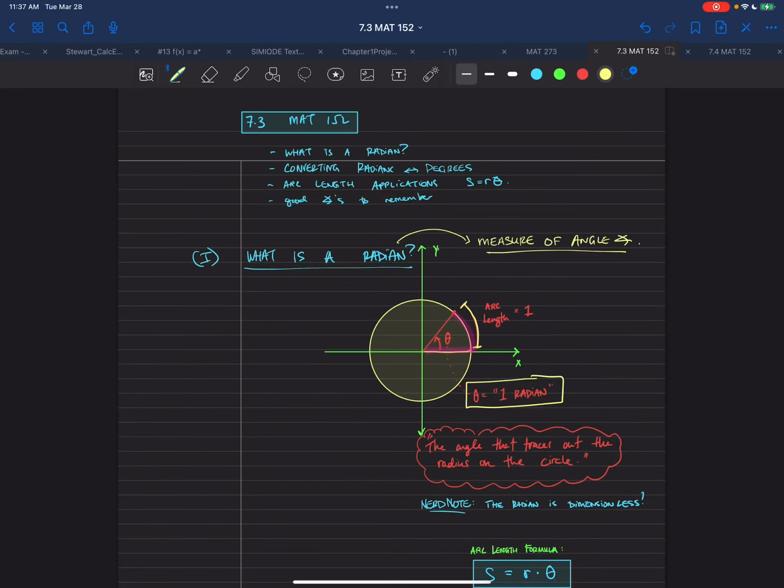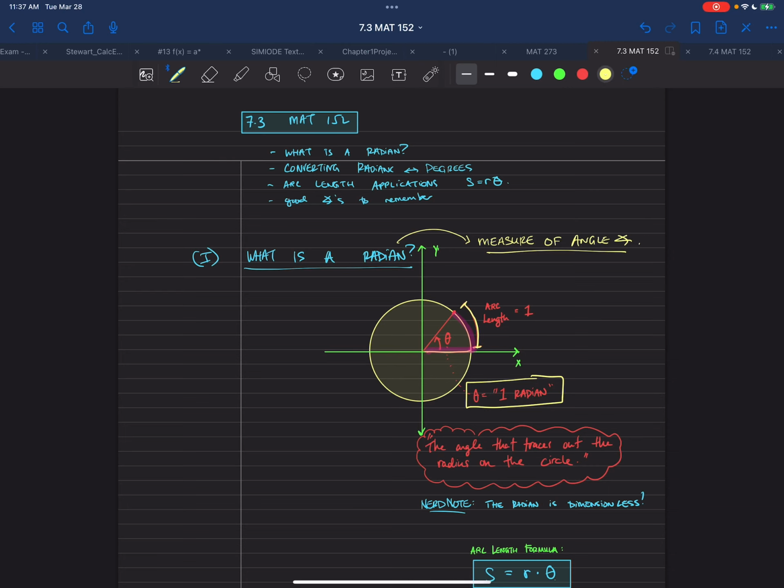Today we're covering radians as a measure of angle. We're going to talk about what they are, how to convert between radians and the measure of angles we already know, which is degrees. Some applications of radians as our angle measure, and then some good angles to remember, just so you're not reinventing the wheel every time you're working with these things.